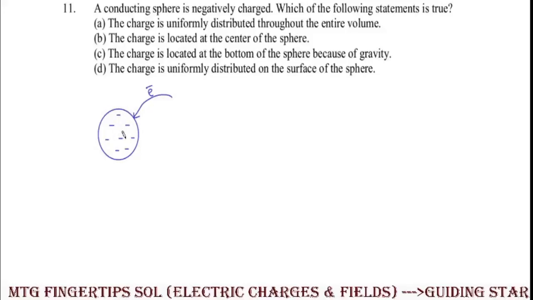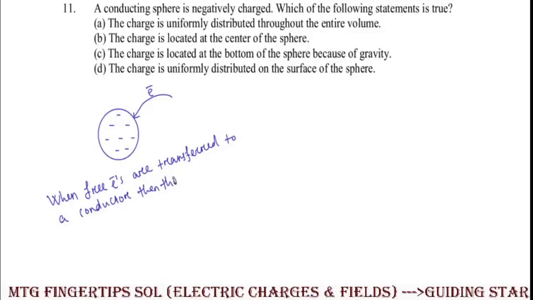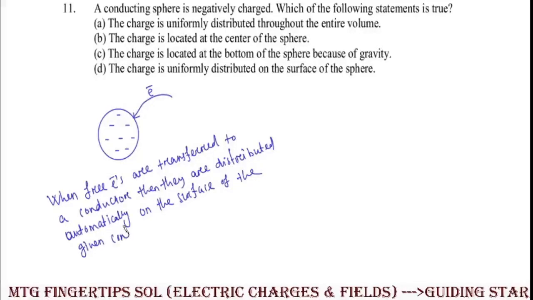Throughout मतलब उसके वॉल्यूम में वहाँ पे डिस्ट्रीब्यूट नहीं होता है, कंडक्टर है तो उसके सरफेस में वहाँ पे डिस्ट्रीब्यूट होता है, क्लियर? सो व्हेन फ्री इलेक्ट्रॉन्स आर ट्रांसफर्ड टू अ कंडक्टर, देन दे आर डिस्ट्रीब्यूटेड ऑटोमेटिकली ऑन द सरफेस ऑफ द गिवन कंडक्टर। जो कंडक्टर है उसके सरफेस में वो ऑटोमेटिकली डिस्ट्रीब्यूट होता है.